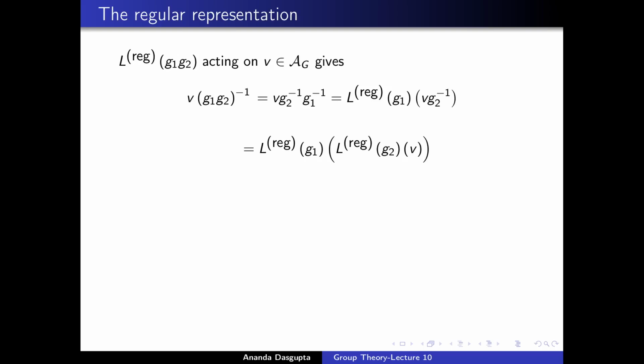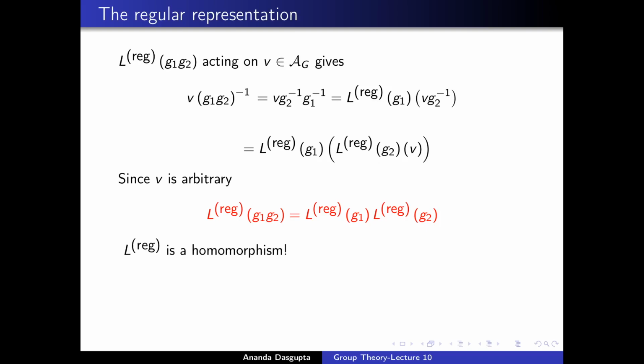Remember, this is a map, so when we say multiplication, we mean composition, and in this case, L-reg G1 L-reg G2 means L-reg G1 gets to act after L-reg G2 acts. And since this happens for arbitrary V, we must conclude that L-reg G1 G2 has to be the same as L-reg G1 times L-reg G2. And thus, L-reg is a homomorphism. And so, we do have a group representation on this vector space which is furnished by the group itself, or which we have made the group into.